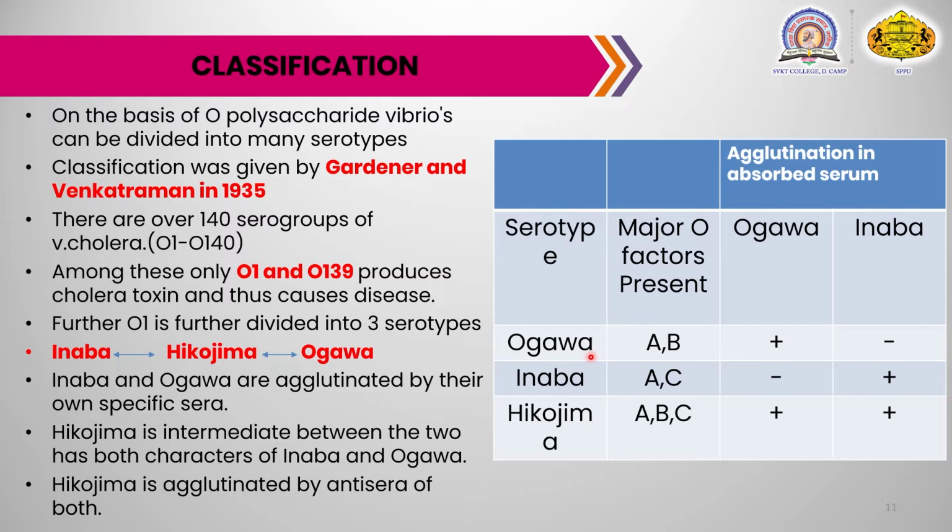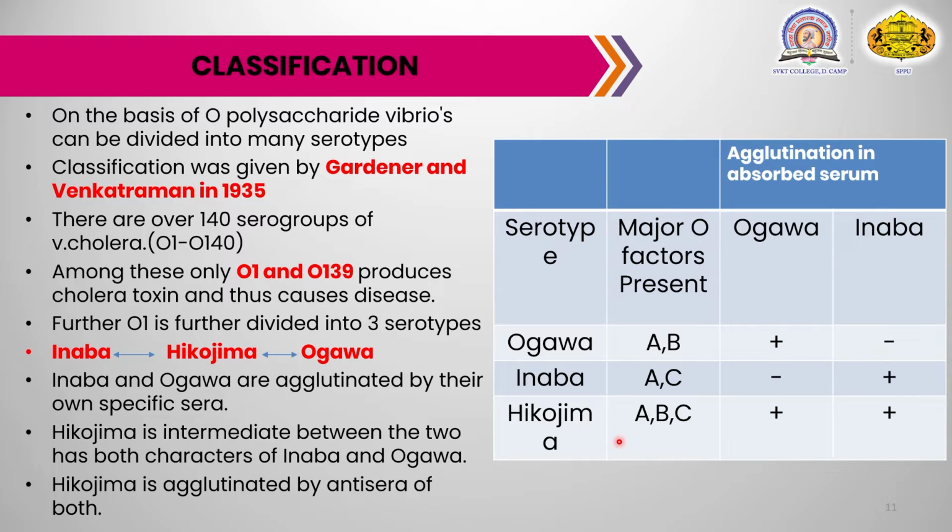Now when we talk about the serotype Ogawa, the major factors present are the A and B factors, and it is agglutinated only by its own antisera. When we talk about Inaba, it has A and C as the major O factors, and it is again similar to Ogawa. It is agglutinated by the antisera of Inaba, and the last one is Hikojima.